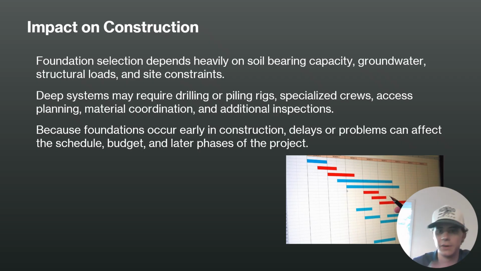Foundation work also happens very early in a project. If there is a major problem or delay during this phase, it can affect everything that follows. That makes planning and geotechnical information extremely important.